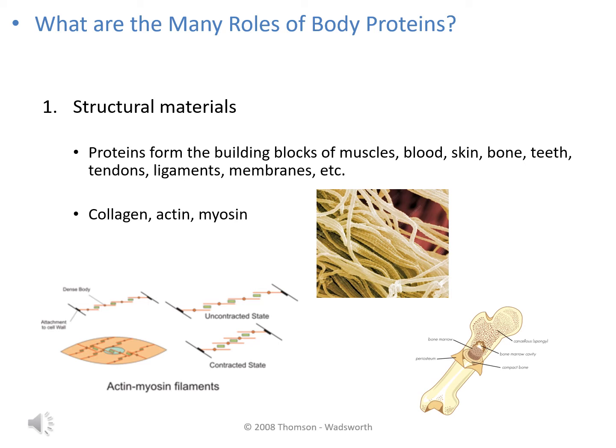So far, we've reviewed how proteins are synthesized, but let's take a closer look at the functions of some of these body proteins. Protein helps to form building blocks of structural components within the body. These include muscle, blood, skin, bone, teeth, tendons, membranes, and more. A few body proteins to note which are necessary to support these structures include collagen, actin, and myosin.